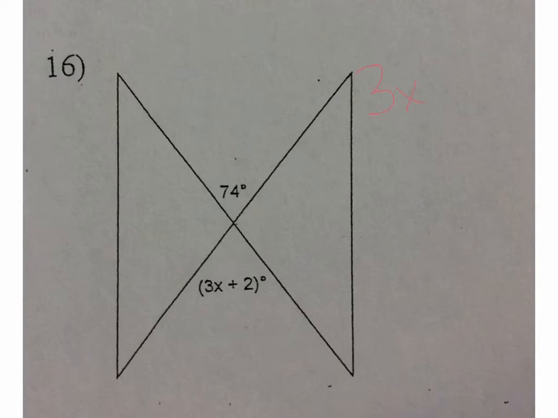So 3x plus 2 equals 74, because remember, we know automatically this one's going to be 74 degrees. We just now need to find x. So you're going to subtract 2 from both sides, and you would get 72 equals 3x. Divide by 3 on both sides, and get x equals 24. And again, you could plug that in. 24 times 3 plus 2 gets you 74 degrees.